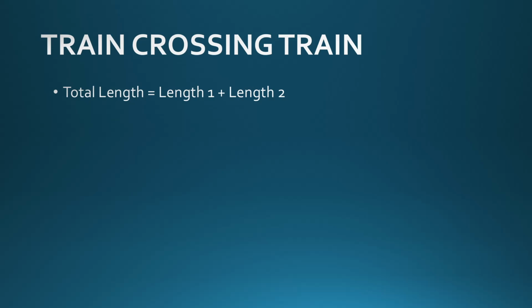Now, when train crosses another train, whenever two trains cross each other, the total length becomes length 1 plus length 2. So we add the length of both the trains. So that is the distance equal to total length equal to length 1 plus length 2.